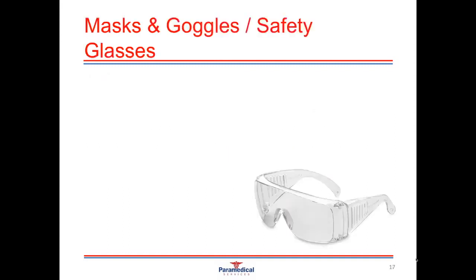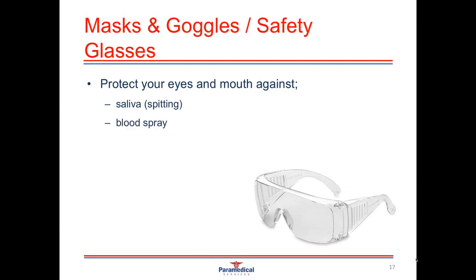Masks and goggles or safety glasses are very important for providing protection to your eyes and mouth, and they provide protection against things such as saliva, blood spray, vomitus, or any other type of body fluids. The eyes and the mouth are an easy portal of entry for an infection into the body, so it provides a barrier and stops that from occurring. So it's very important to keep your safety goggles on you at all times, particularly when you're anticipating any splashes of bodily fluids or blood.